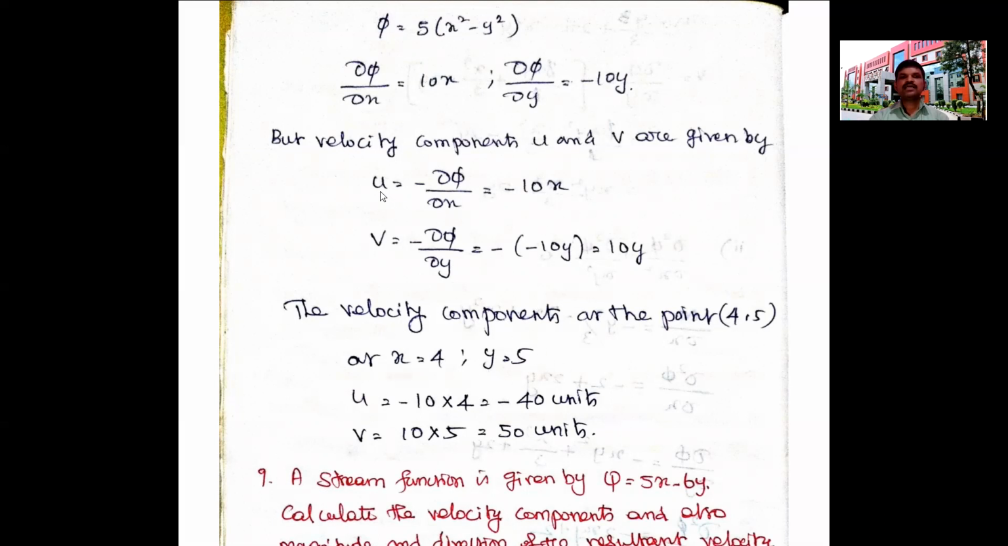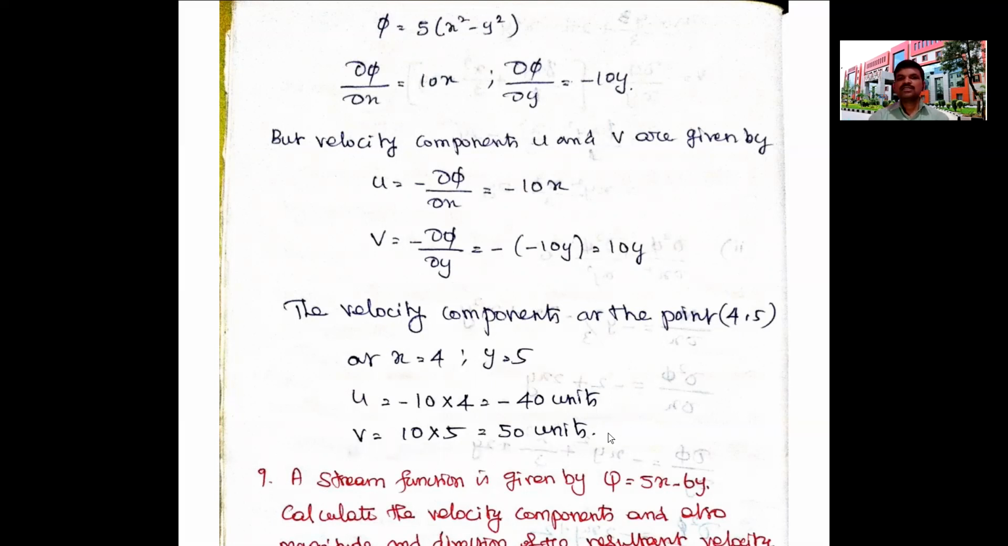You can see here the u term is in x direction, with x here, but in the v term y is there. So for the u term, minus 10 into 4, substituting x equal to 4. What is the answer we got? Minus 40 units per second. Now for the v term, y is equal to 5, so 10 into 5, which is equal to 50 units per second. So this is the final answer.